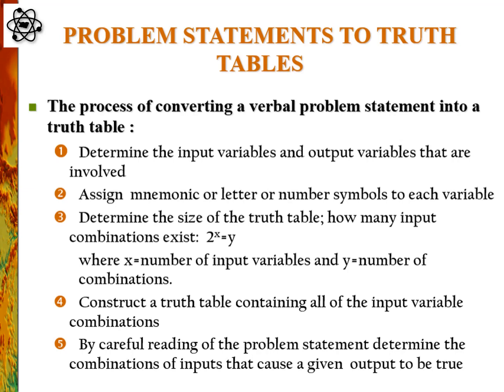If you remember, we had different combinations based upon the number of input variables. Here x is the number of input variables and y is the number of combinations that we need to have. Fourth, we construct a truth table containing all the input variable combinations. And lastly, by careful reading of the problem statement, we determine the combinations of the inputs that cause a given output to be true.